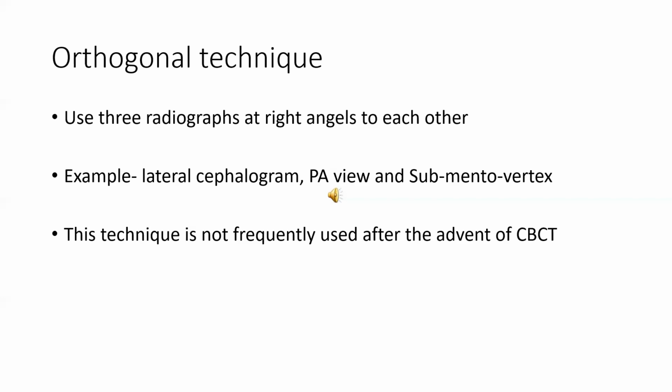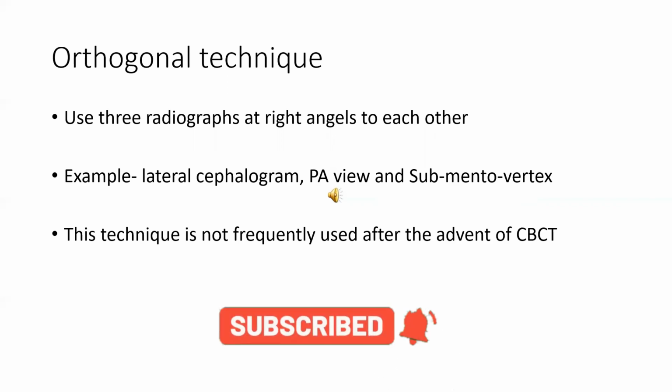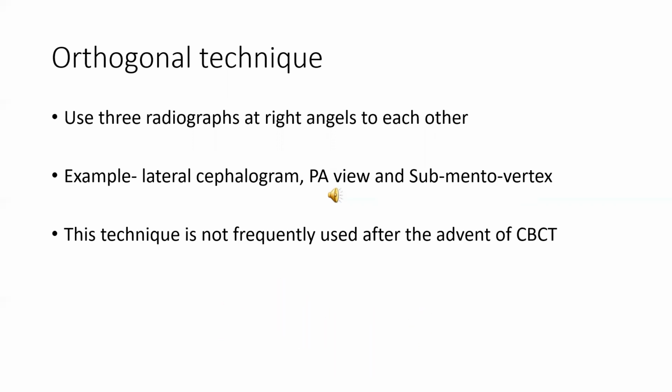Not just the SLOB technique, there are other techniques as well. Now, one popular technique in the past decades was the orthogonal technique. What does the orthogonal technique mean? It means three different radiographs which show views exactly 90 degrees to each other. An example would be the PA view, posterior anterior view of the skull, the lateral ceph, which is used for orthodontic purposes, and the submentovertex radiograph. As you see, all these three radiographs are at 90 degrees to each other.